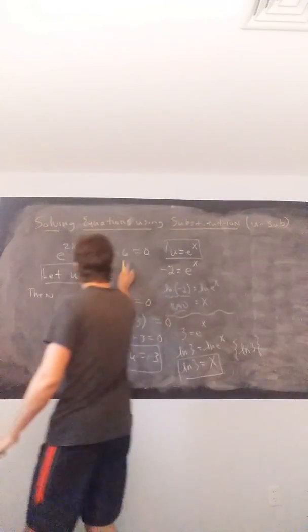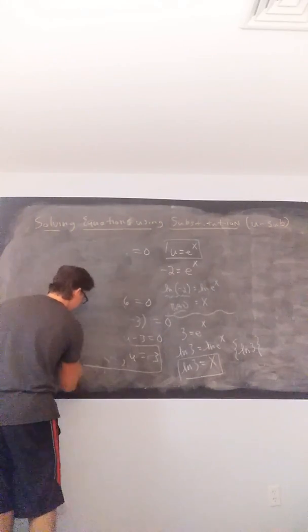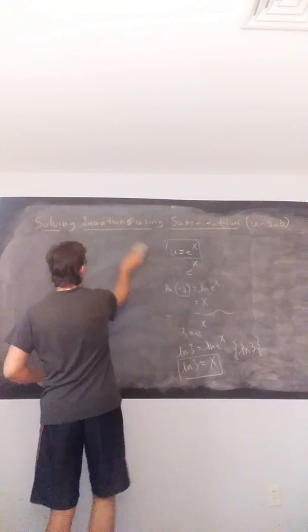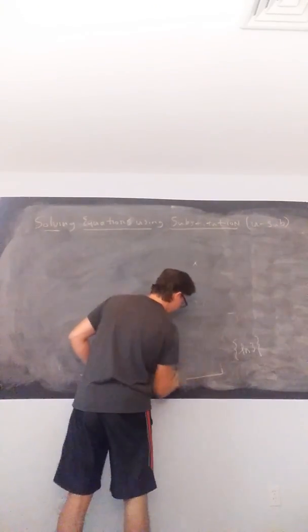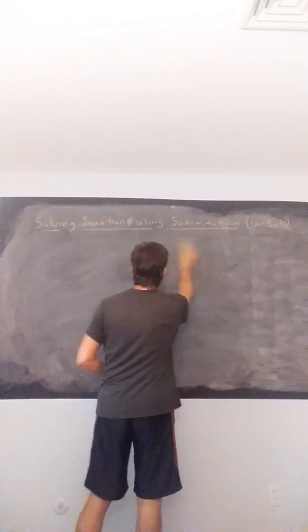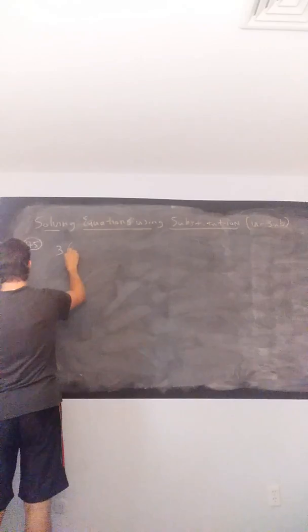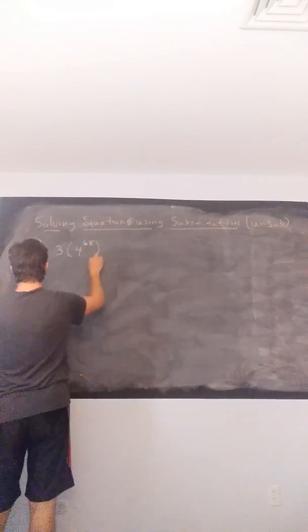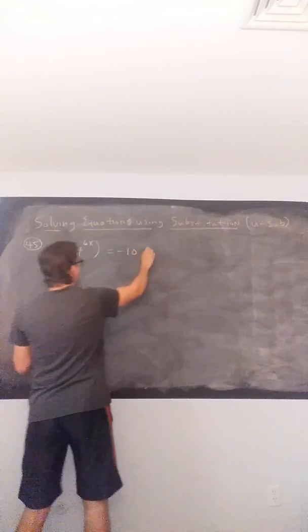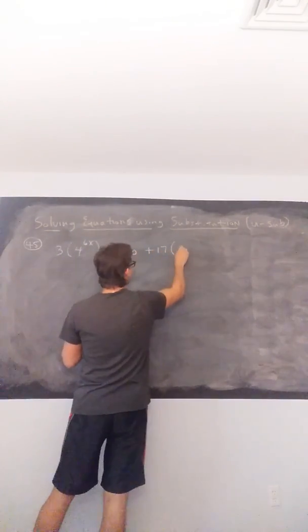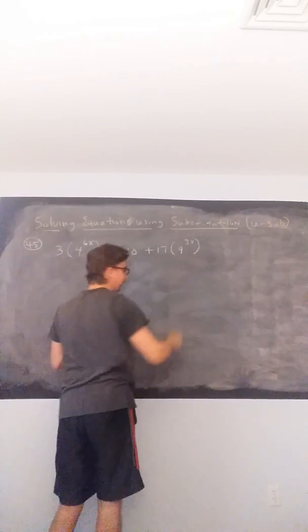Okay, welcome back. Okay, so the next example is one that is right from your exercise set in the textbook. This is number 45. We have 3 times 4 to the 6x power equals negative 10 plus 17 times 4 to the 3x power.